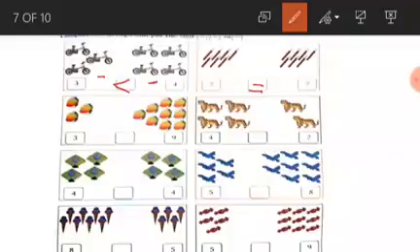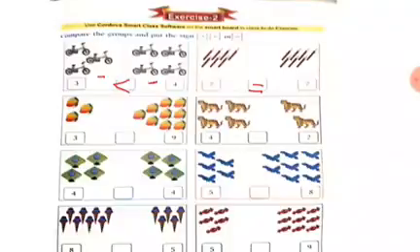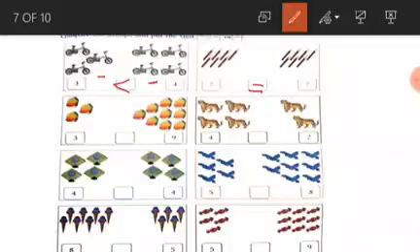Now come to the next. Mangoes are given here. On one side, 3 mangoes are there. On the other side, 9 mangoes are there. Now can you tell me which one has more? Yes, 9 is greater than 3. So we put the sign like this.